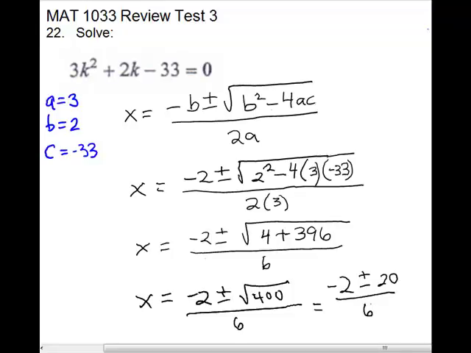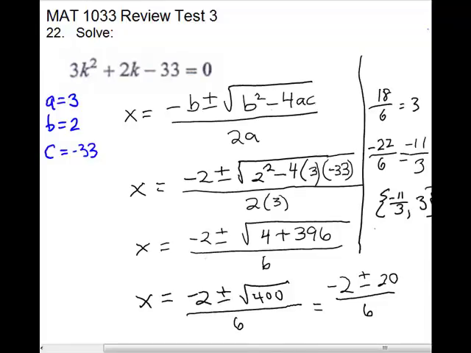And we will simplify here with the math. So negative 2 plus 20 would give us 18 over 6, which is 3, and negative 2 minus 20 will give us negative 22 over 6, which we can reduce. They have a common factor of 2. This will give us negative 11 over 3. So our answers are 3 and negative 11 over 3. We'll just put those answers in solution set symbols to hold them together.